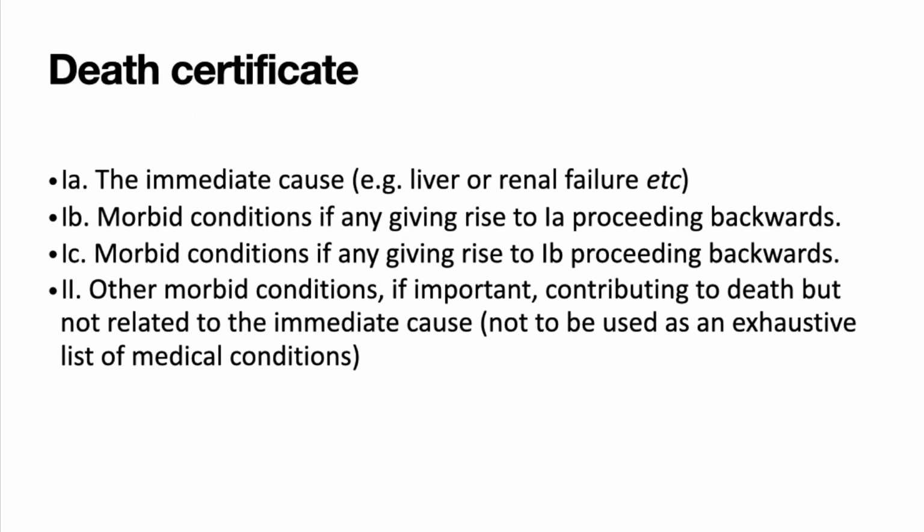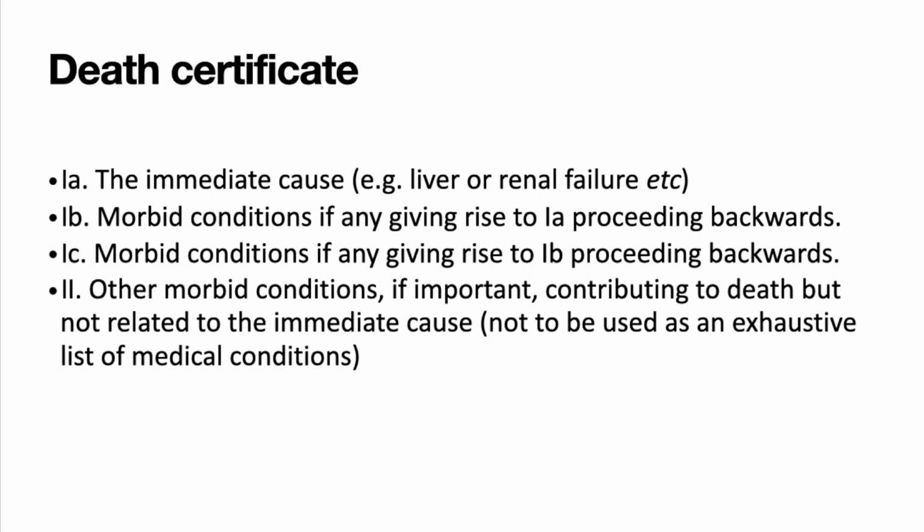So the format of the death certificate is the same across the world. In part 1A, you write the immediate cause of death. In 1B, you write any condition that gives rise to 1A. In 1C, you write a condition that gives rise to 1B, which gives rise to 1A. So you're working backwards from 1C to 1B to 1A.